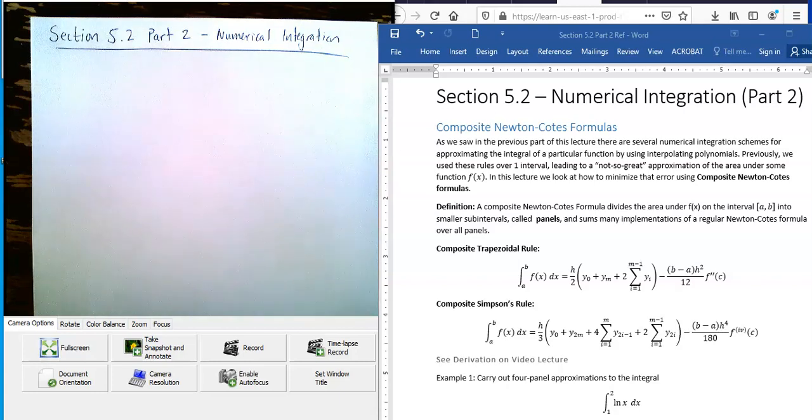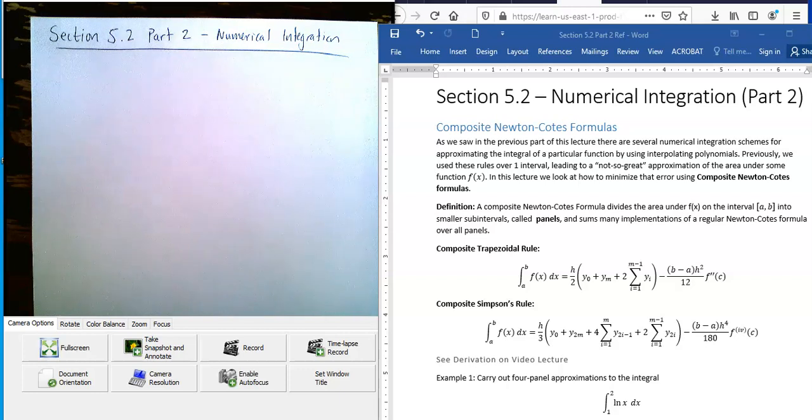Today we're going to talk about section 5.2 again. This is the second part of our numerical integration discussion. So as we saw last week with the numerical integration methods, there are several that we can use to do so. Last class we talked about the Trapezoidal Rule and Simpson's Rule over just one interval.